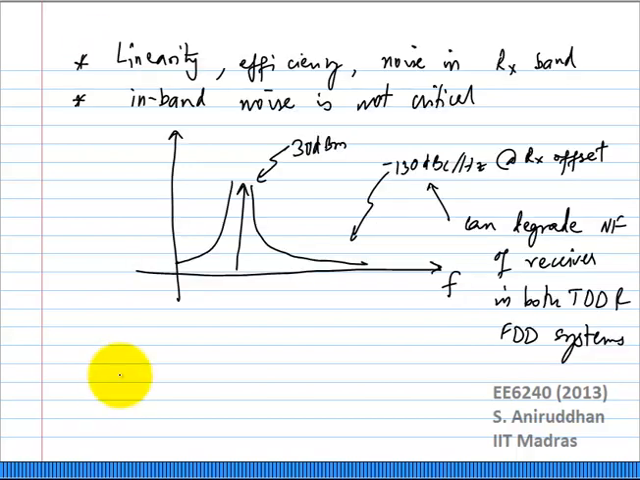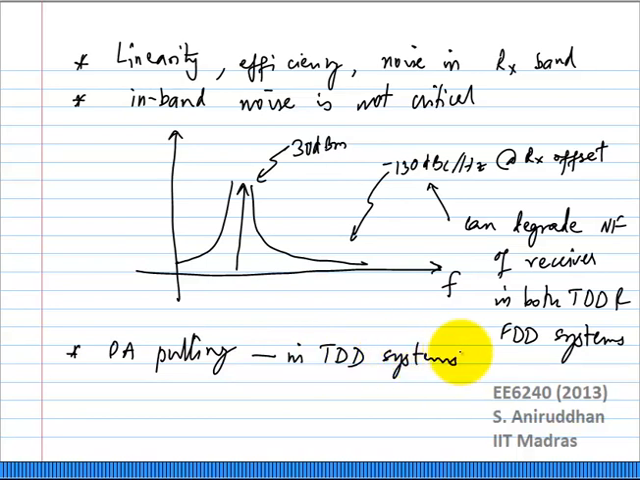And as I mentioned before, PA pulling is important. The PA power, high power, can actually magnetically couple and pull the frequency. For example, what I mean is, I have the PLL which is actually generating my frequency.